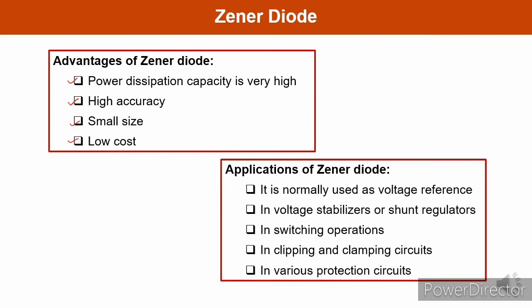What are the application areas where Zener diodes can be used? Zener diodes are normally used as a voltage reference, in voltage stabilizers or shunt regulators, in switching operations, in clipping circuits, in clamping circuits, and in various protection circuits also. You have seen the Zener diode used for meter protection, against damage from accidental application of excessive voltage. So these are the various very popular applications of the Zener diode.